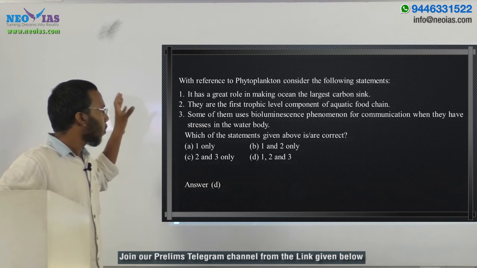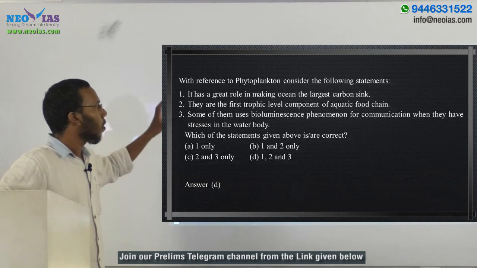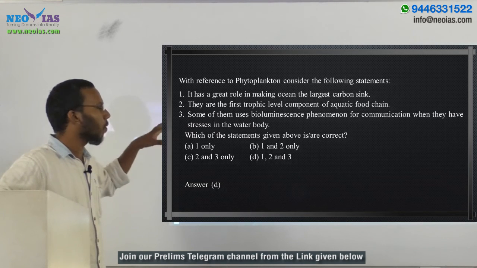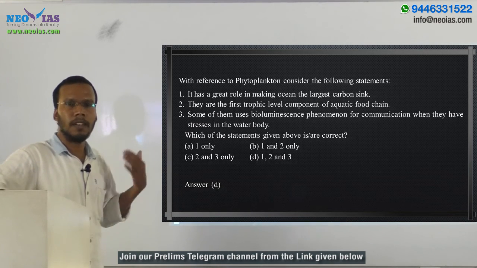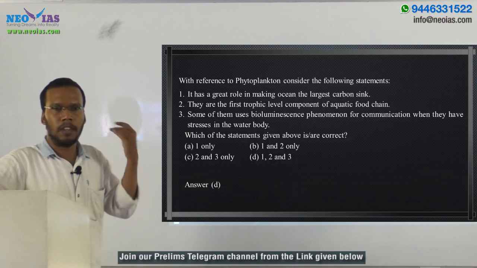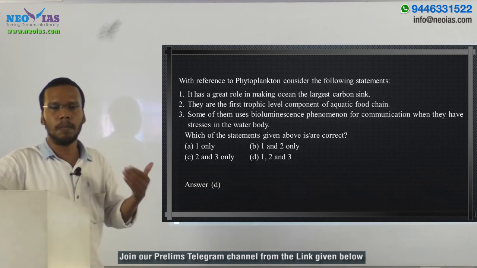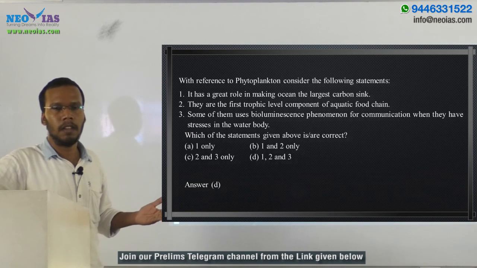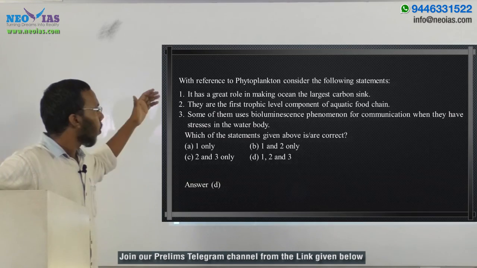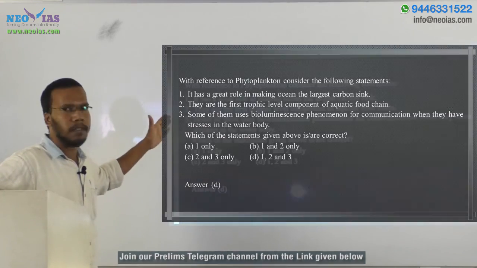Then third statement, some of these phytoplankton use the bioluminescence phenomenon for communication when they have stresses in the water body. Obviously, that's also a correct statement. Some phytoplanktons like dinoflagellates use the bioluminescence process for their communication. So here our answer is D. That means all these three statements are correct.